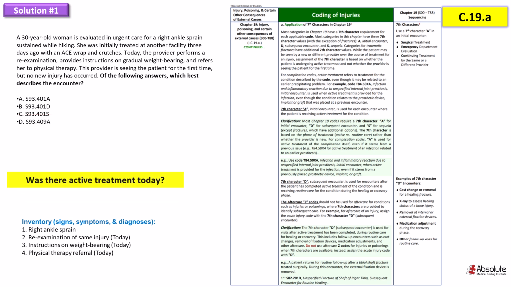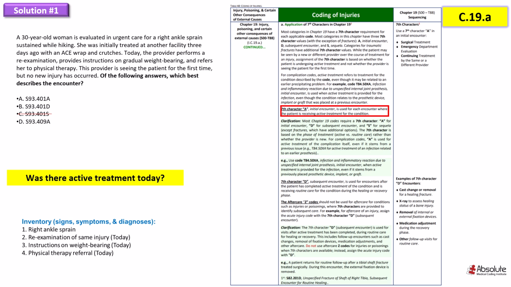Now, was there active treatment today? That is what we have to answer, right? And also, whenever you have these scenarios, your focus should be today. What am I coding for today, right? So, was there active treatment today?